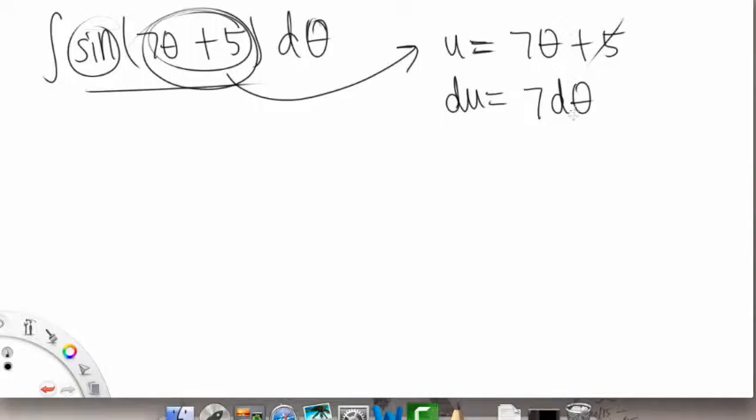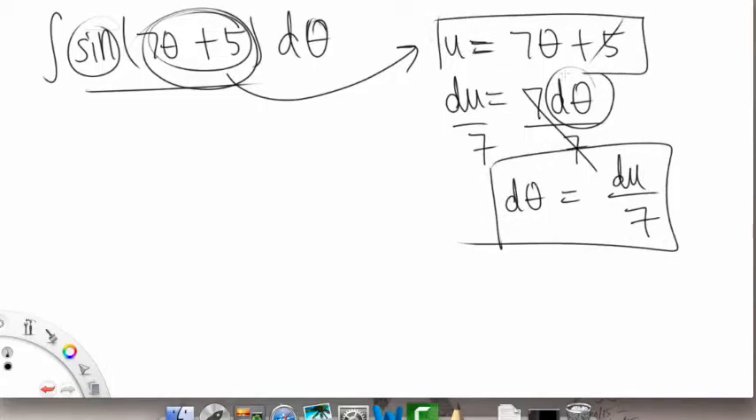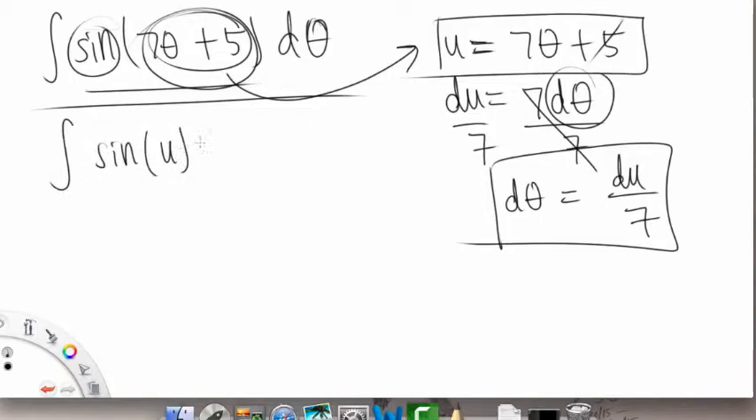So now we want to get d theta by itself. In order to do so, we're going to divide by 7 on both sides. So we get that d theta is equal to du over 7. Now that we have this piece of information, as well as this one up here, we're going to replace everything that we can in our original integral with u things. So we're going to have sine of u, instead of 7 theta plus 5, and now d theta is replaced by du over 7.